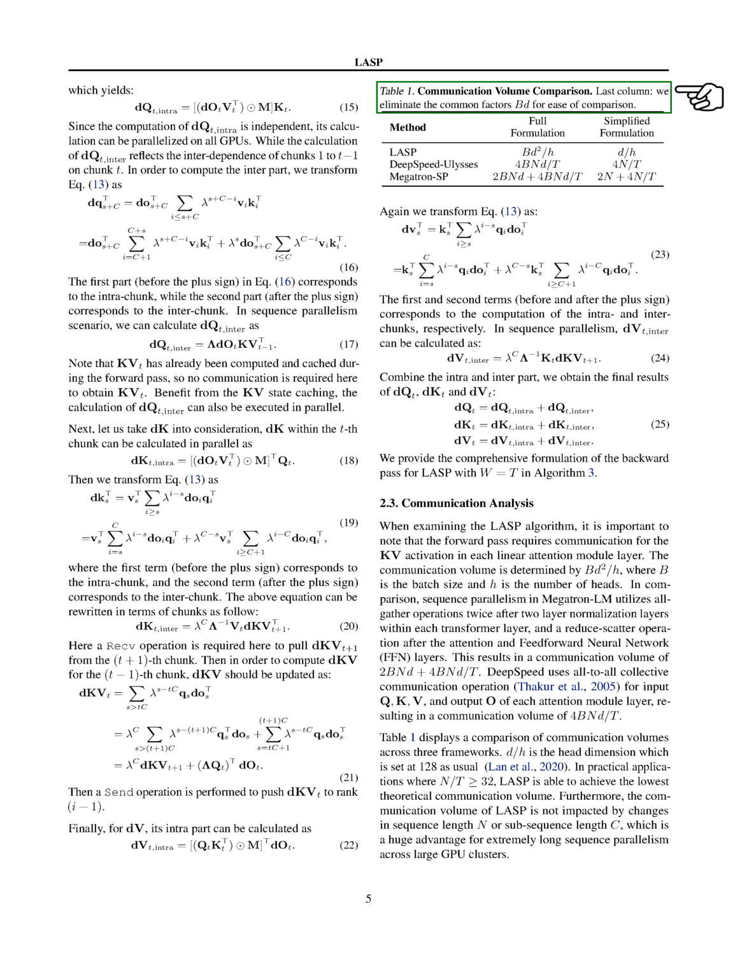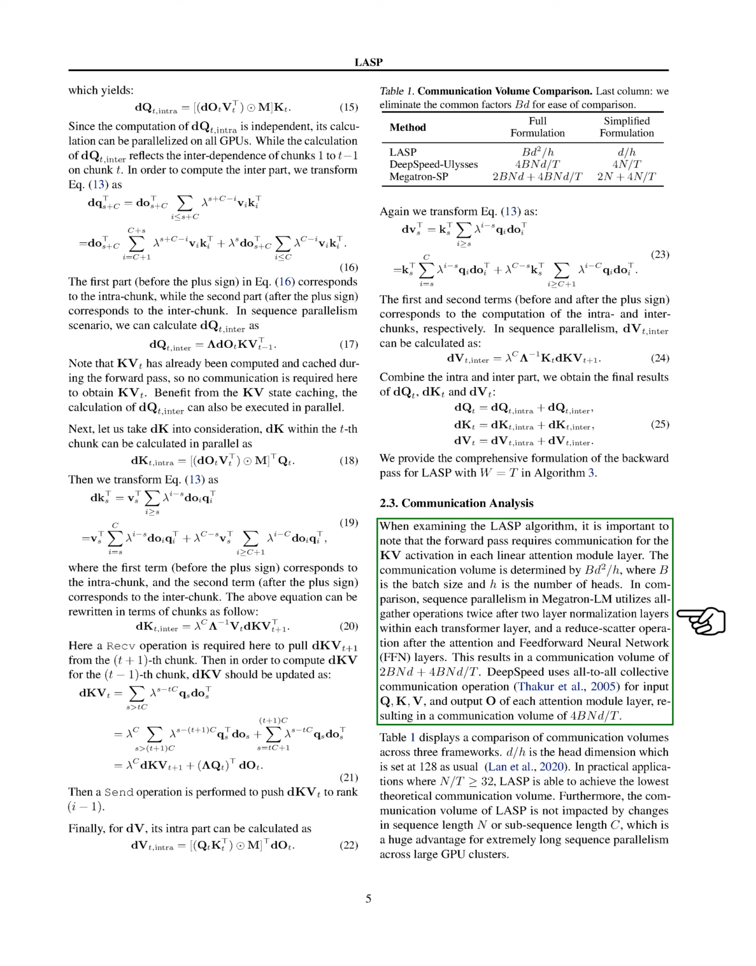When analyzing communication in the LASP algorithm, we note that the forward pass involves communication for the kv activation in each linear attention module layer. The communication volume is influenced by the batch size B and the number of heads H. In practical applications, LASP demonstrates advantages in communication efficiency, especially for long sequence parallelism across large GPU clusters.